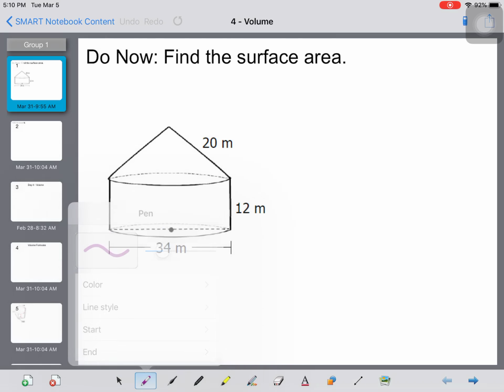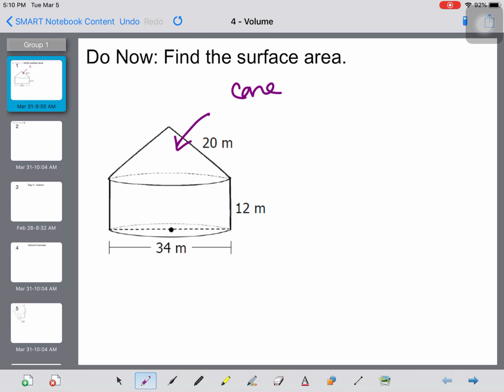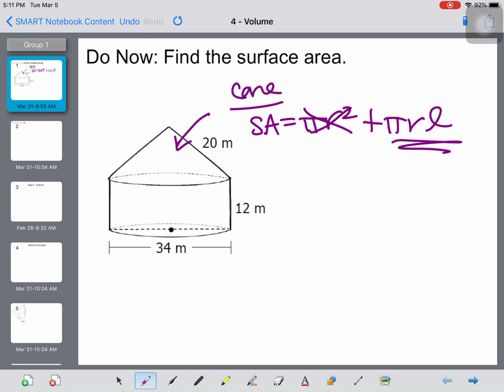At first I want to find the area of the top of the cone. For the cone, we cannot touch the circle. So from our surface area formula, it is originally pi r squared plus pi r l, but we cannot touch the circle. So we're not going to find that area. We are only going to do the top of the cone.